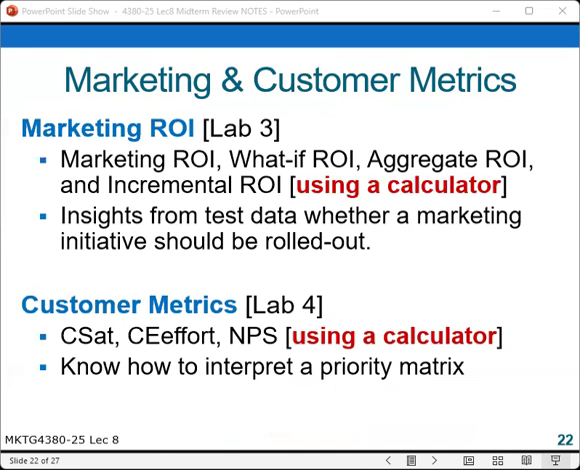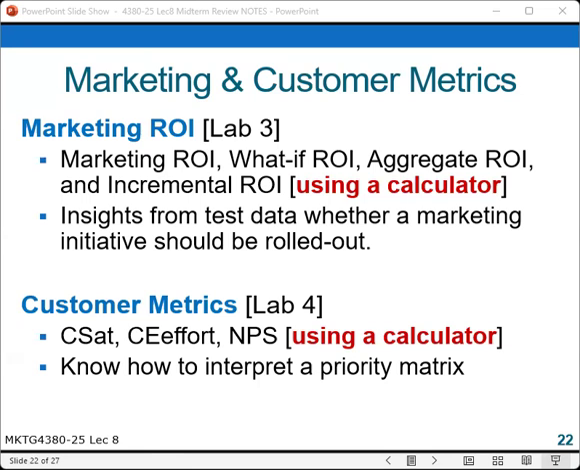Okay, so in labs 3 and 4, we looked at some commonly used marketing metrics. So remember, this is where it will be very beneficial to have your calculator. Remember, in those spreadsheets, we were looking at various ways of monitoring ROI. So the marketing ROI, the what if ROI, aggregate ROI, and incremental ROI.